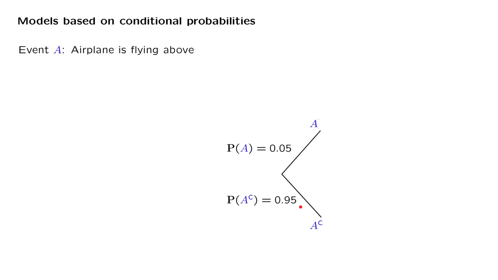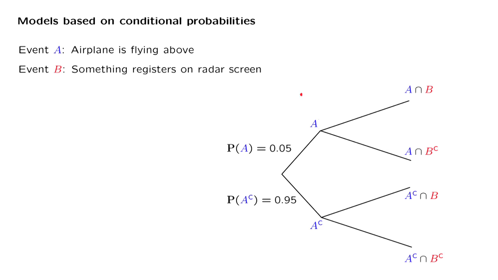Now we also have a radar that looks up there, and there are two things that can happen. Either something registers on the radar screen or nothing registers. Of course, if it's a good radar, probably event B will tend to go together with event A, but it's also possible that the radar will make some mistakes. And so we have various possibilities.